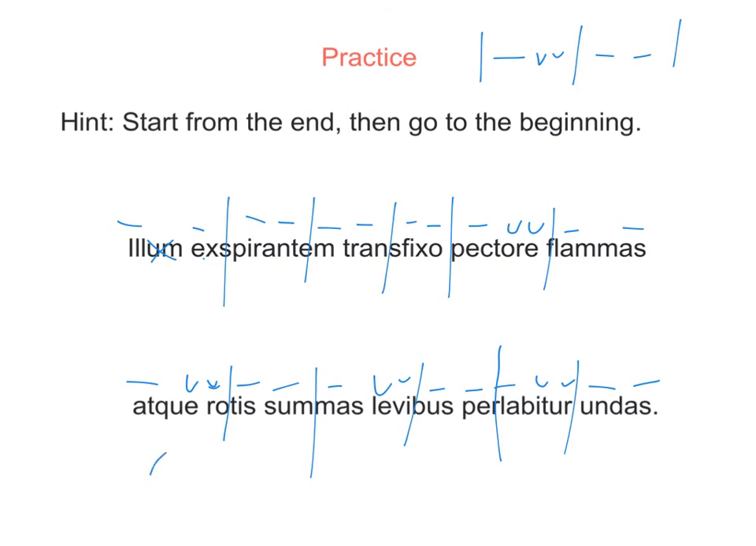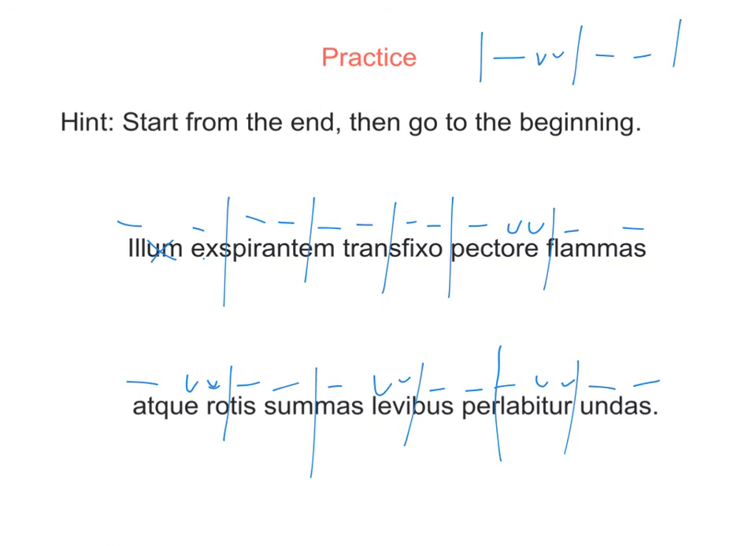kind of see that this line is talking about wheels gliding over the sea, so it's kind of a nice movement pattern. And you notice the pattern's very regular, so we have bum bum bum bum bum bum bum bum bum bum bum bum. Atquerotisum mas levibus per labiturundas. So you kind of see it's a very steady rhythm, much like the wheels that were turning over the sea, for this is Poseidon, of course, in his chariot.